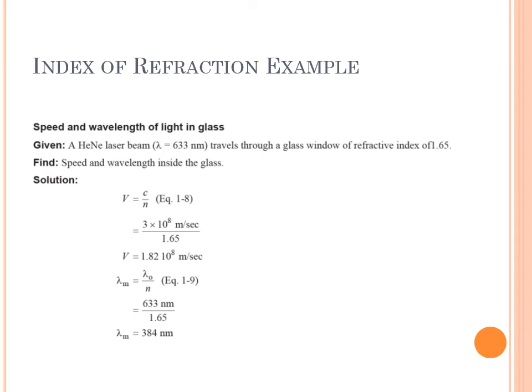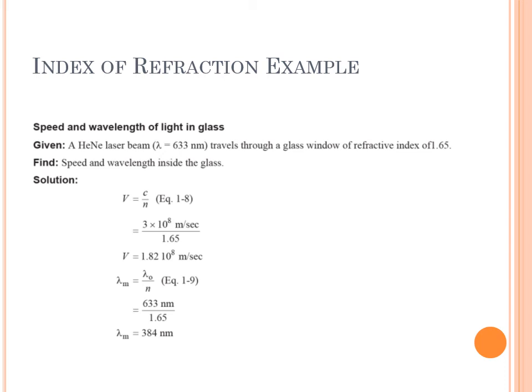I'm going to go through an example, and like I said, the first lab that you'll do once you get your lab kits will be a lab on index of refraction. Here we're given that a helium neon laser, which has a wavelength of 633 nanometers, travels through a glass window of a refractive index of 1.65. It says find the speed and the wavelength inside the glass.